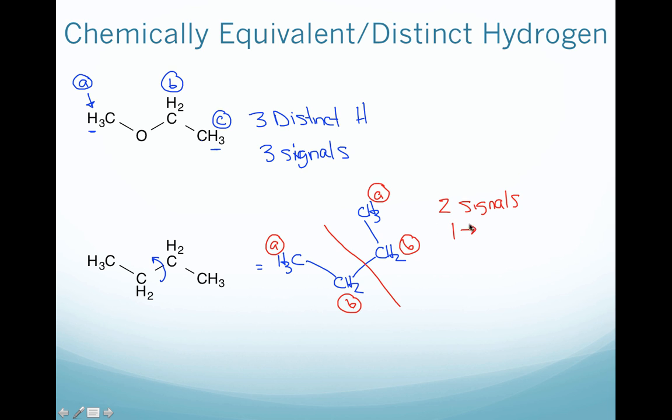One signal is going to correspond to a total of 6 hydrogen. The other signal is going to correspond to a total of 4 hydrogen. I guess that would be A and B.